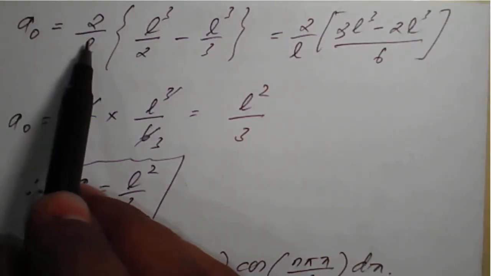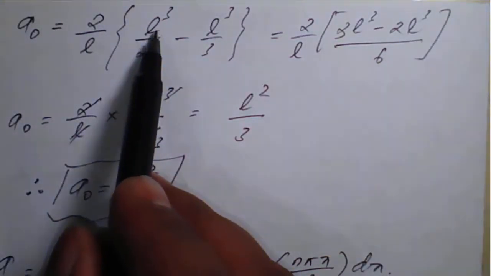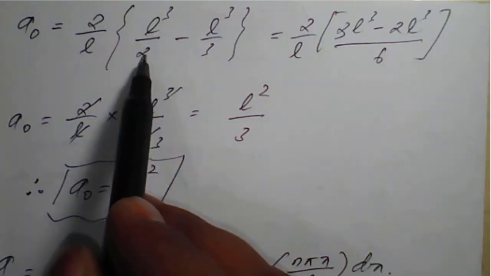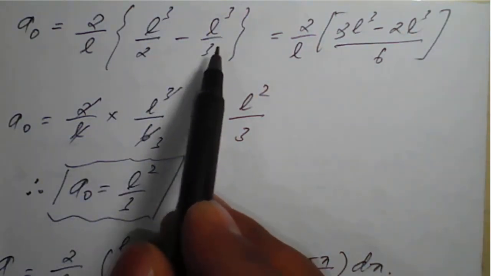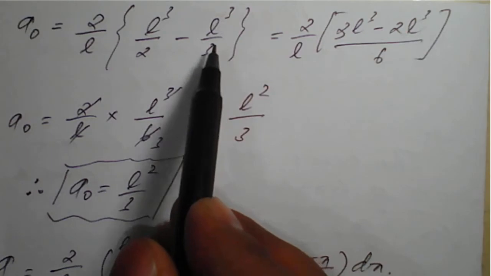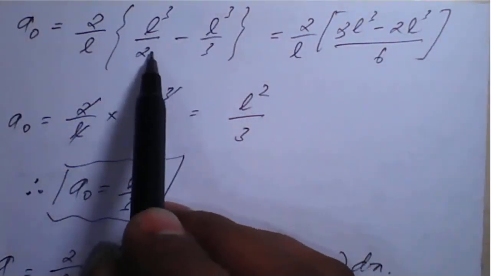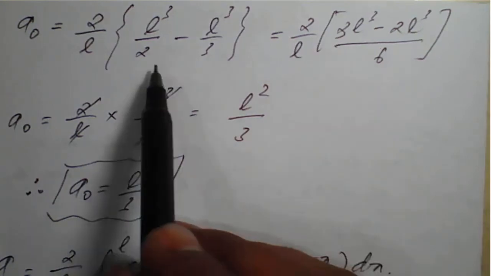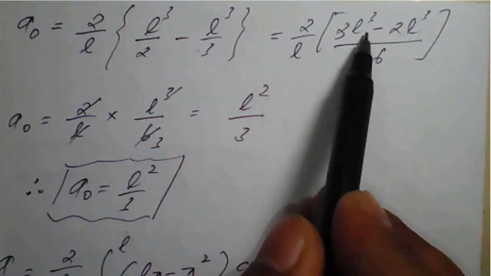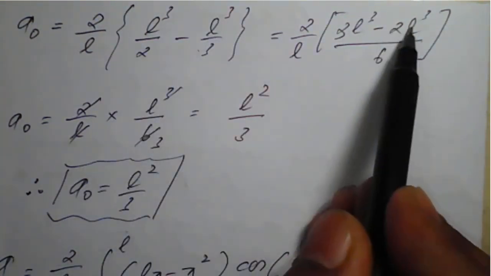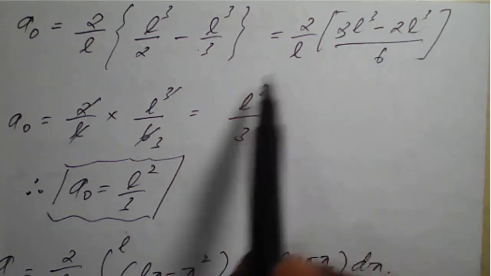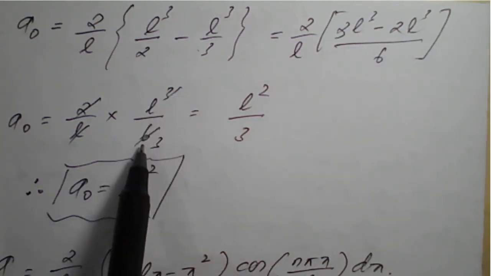Next, a0 is equal to, if you apply the upper limit, it will become L³/2 minus L³/3, and if you apply the lower limit it will become 0. Now 2/L as it is, take the LCM. The LCM is 6, cross multiply, so 3L³ − 2L³, which will become L³/6.